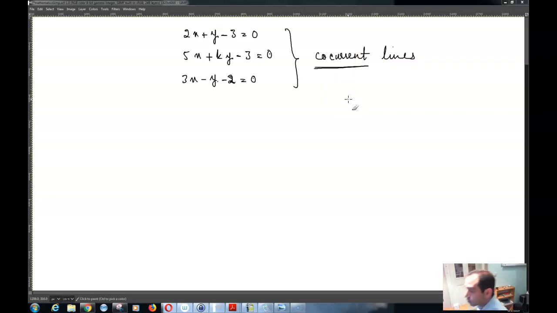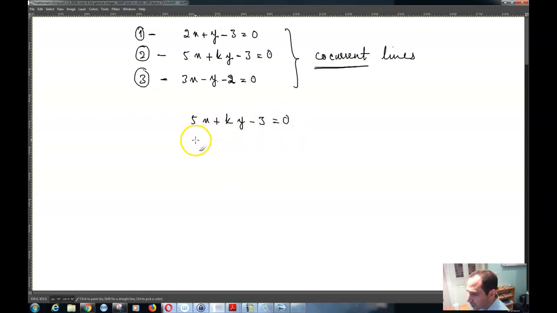So now if the three lines are concurrent, you can imagine that if I call this number one, this number two, and this number three, then you can think of these two lines or these two lines, it doesn't really matter, but this has to be there because you want to find the value of k over here. I forgot to say this. So since you want to find the value of k, I use 5x plus ky minus 3 is equal to 0, and here I write 3x minus y minus 2 is equal to 0.